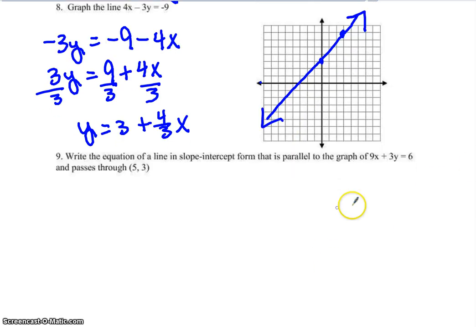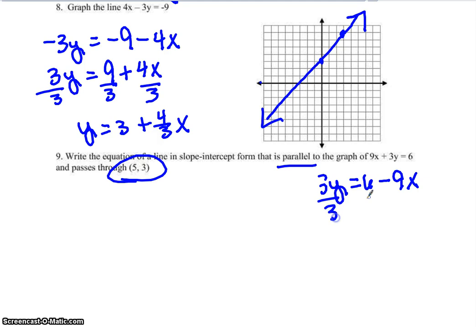Number 9, write the equation of a line in slope-intercept form that is parallel to 9x plus 3y equals 6, and it goes through (5, 3). Well, first of all, you got to take this one and get y by itself. So 3y is equal to 6 minus 9x. Everything gets divided by 3. Y is equal to 2 minus 3x.